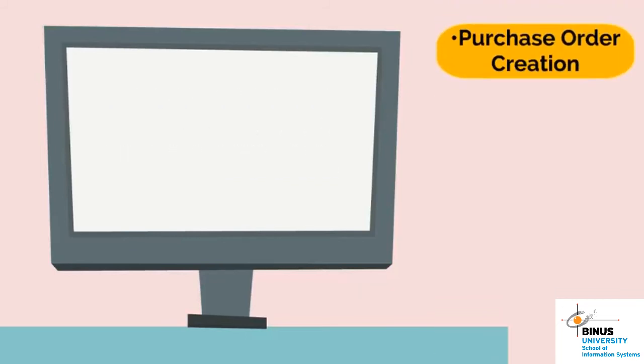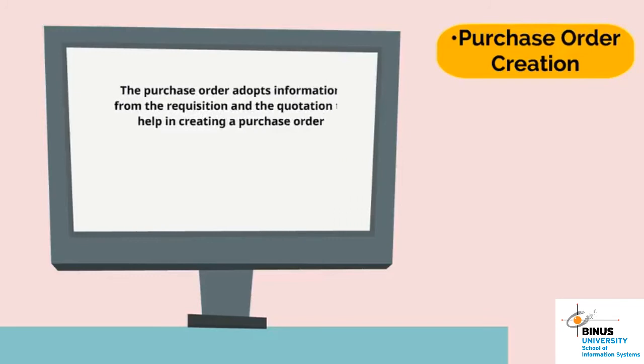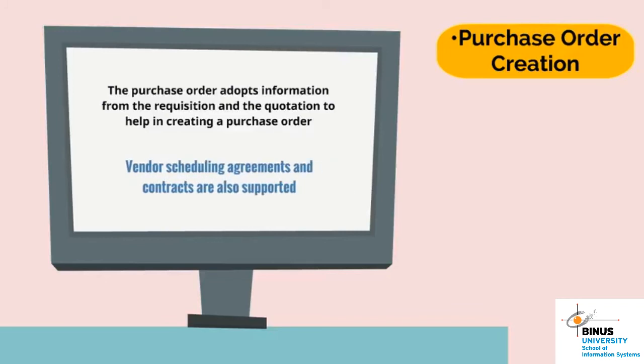Next is purchase order creation. The purchase order adopts information from the requisition and the quotation to help you create the purchase order. As with the purchase requisitions, you can generate purchase orders yourself or have the system generate them automatically. Vendor scheduling agreements and contracts are also supported.